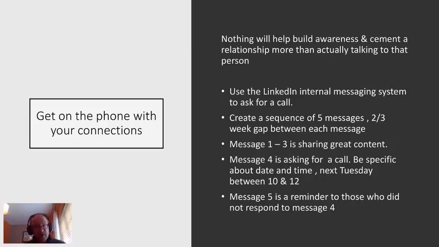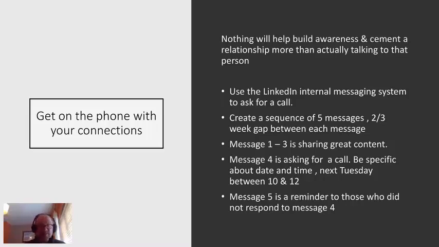Now, message number 5 goes out 3 weeks later, because either 2 or 3 things will happen with message number 4. Either they won't respond at all, or they respond yes, or they respond no. Obviously, if they respond no, they come out of the system. They've said no, and that's fine. If they respond yes, that's great. They come out of the system as well because they responded yes.